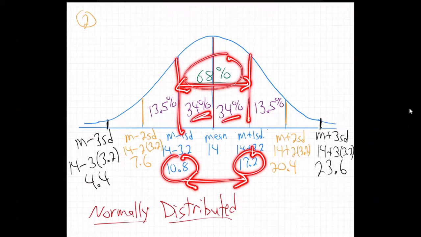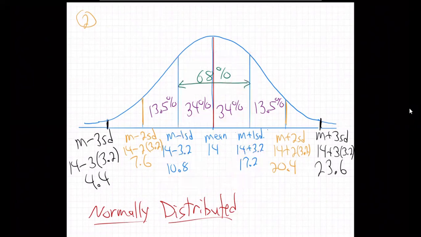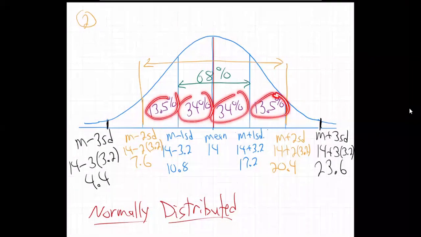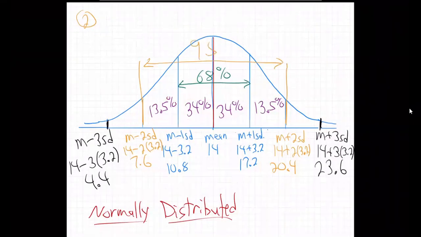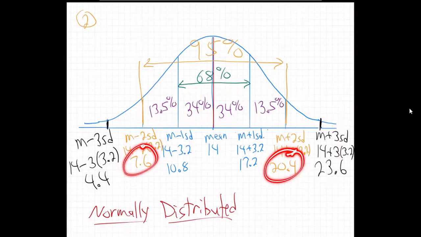Everybody see that? And now, if we extend that out further, we can go this line and this line. If you add up all four of these percentages, you know what you're going to get? 95%. 95% of all the students in the stats class spend between 7.6 and 20.4 hours in the class. That's almost everybody, 95% of the class.